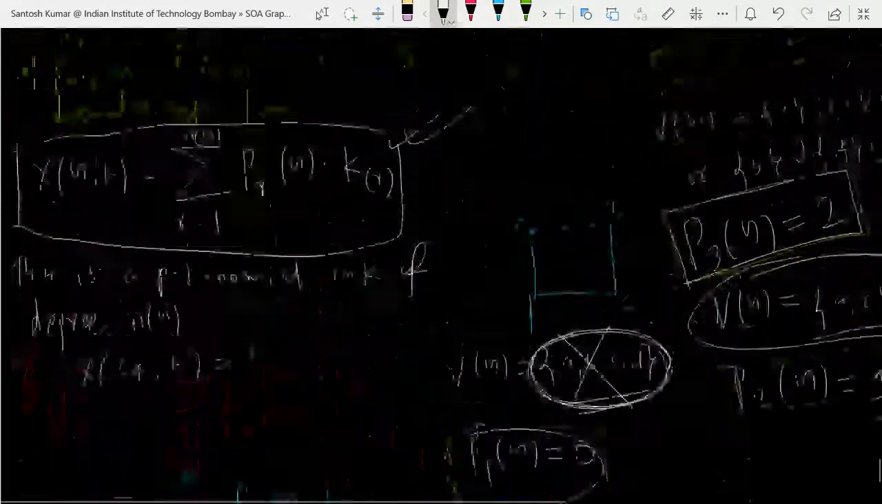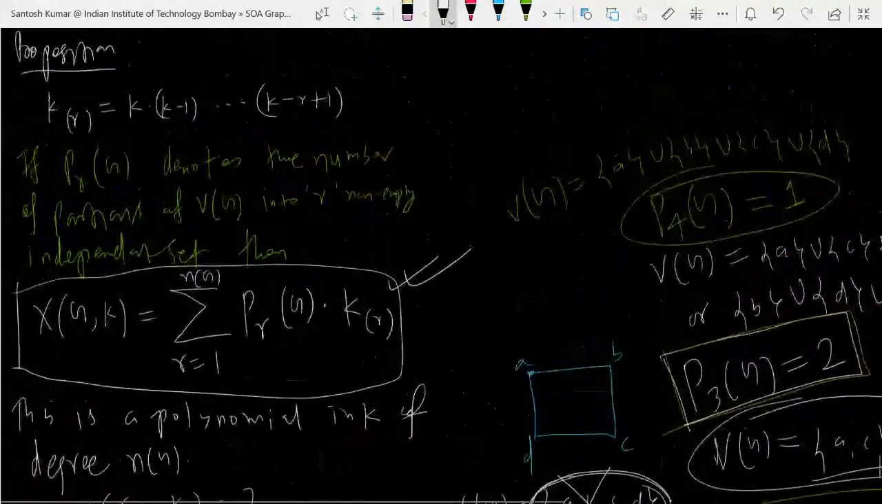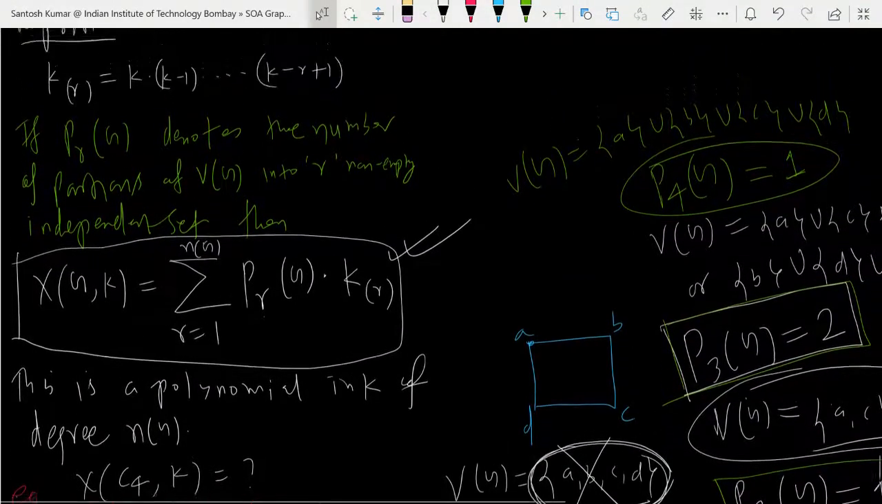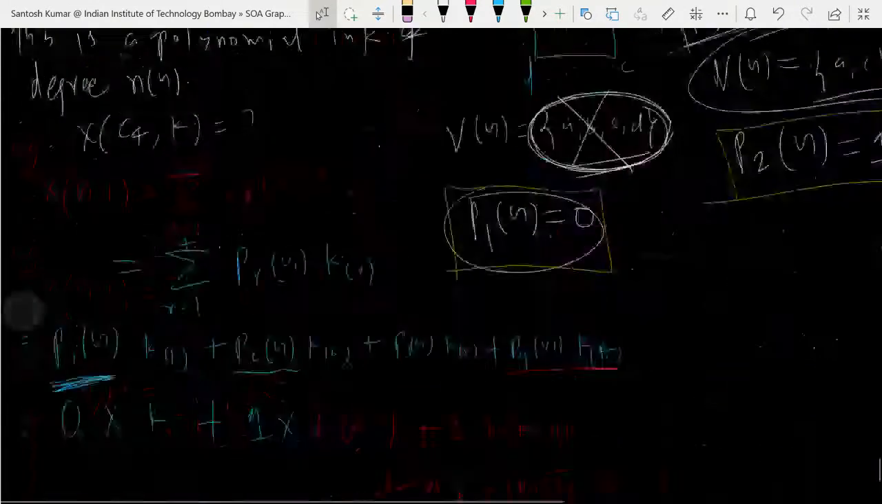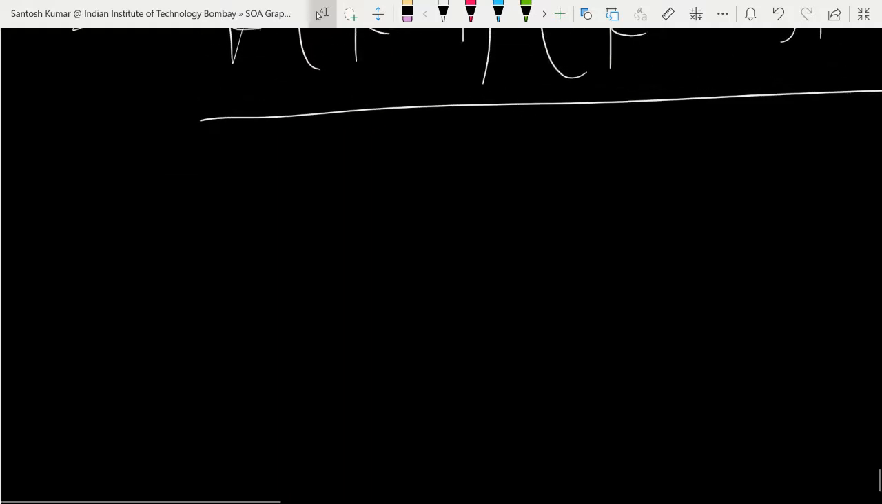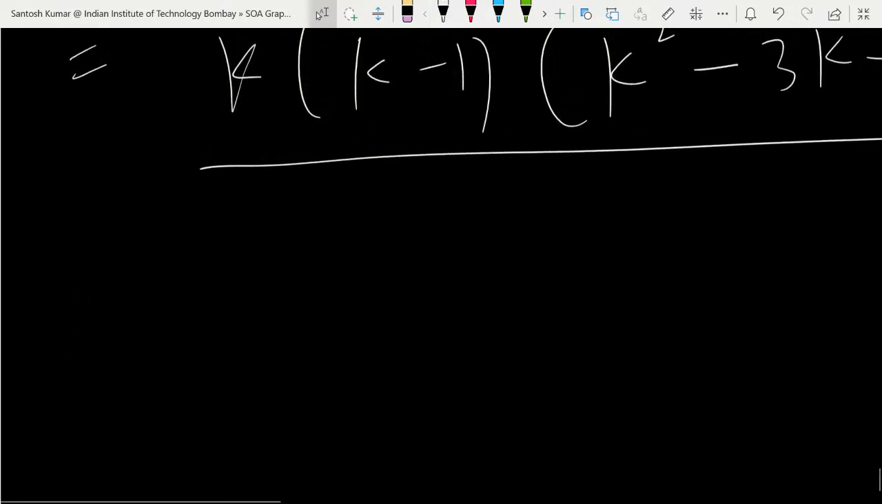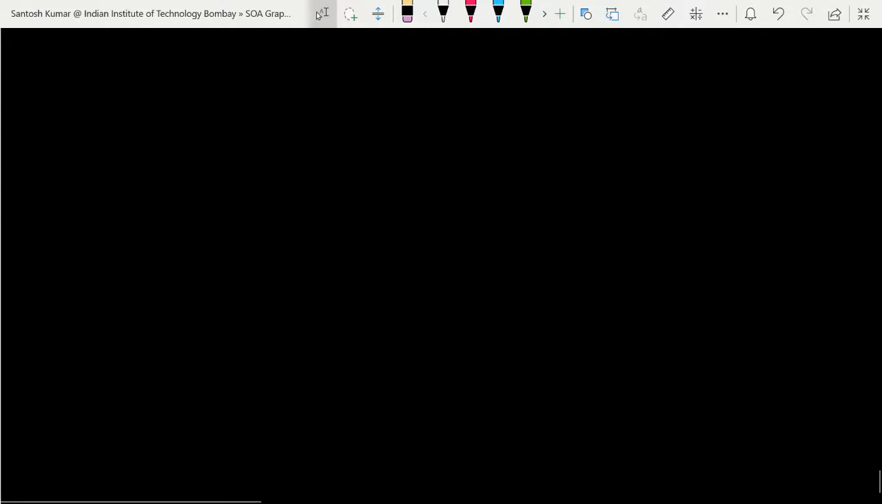Fine. Any doubt here in this expression or its application? Okay, no doubt means good. So you get 4 expressions you already got: the chromatic polynomial for Kn, the chromatic polynomial for Kn bar, the chromatic polynomial for Tn, and the chromatic polynomial for C4, using K colors.